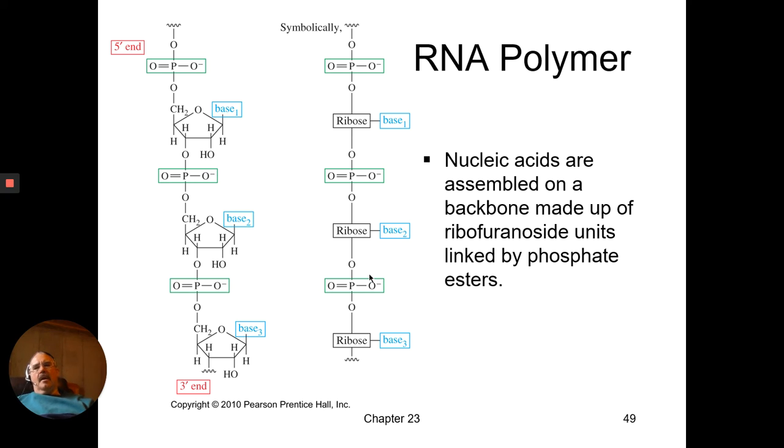So here's an RNA polymer. At one terminus, we have the 3' end, and at the other terminus, we have a 5' end. So it's a 3' to 5' phosphodiester linkage. And at the 1' position, we have the various bases that are bonded.